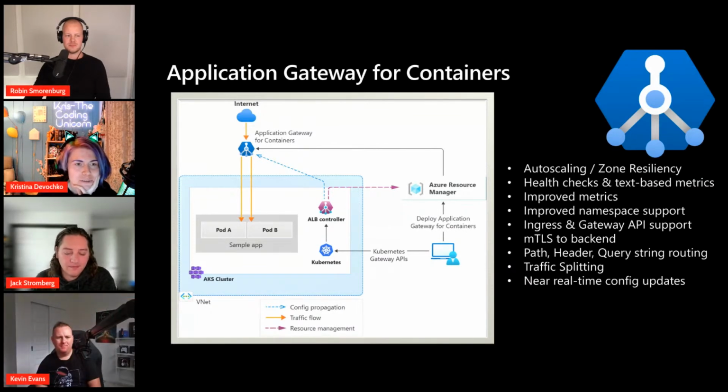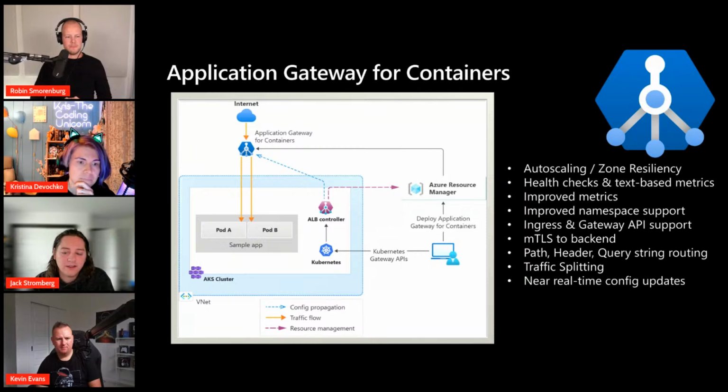Can I also ask a few questions? Absolutely. So my first question is, with AGIC, the recommendation has always been that the best practice is to have a single AGIC per cluster. Does this still stand for AGC as well? Is it the recommended scenario?